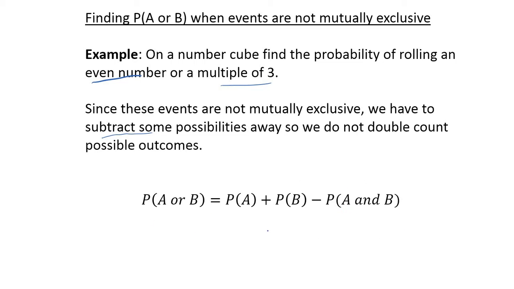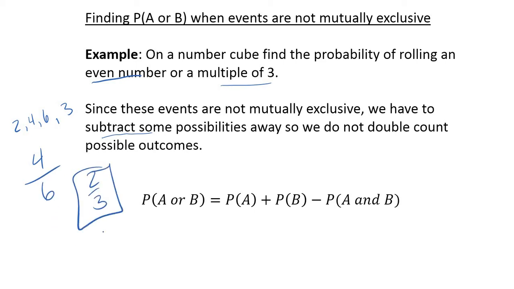Again, you don't need to stress out about this. Let's just think about it. So on a number cube, find the probability of rolling an even number. Well, that would be 2, 4, or 6, or a multiple of 3. So that would add 3 to the mix, right? I'm not going to write 6 again. That would double it up. So that's 4 possibilities out of 6 total rolls. So that is a 2/3 probability of happening.